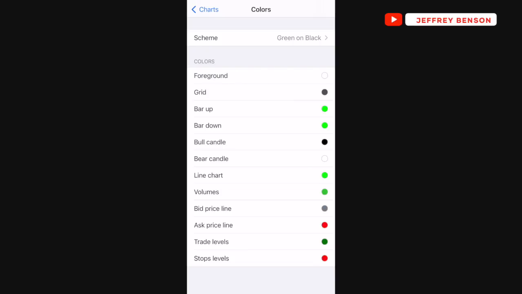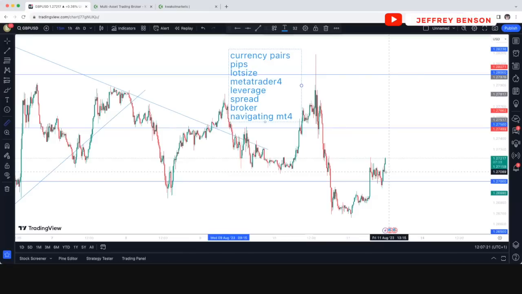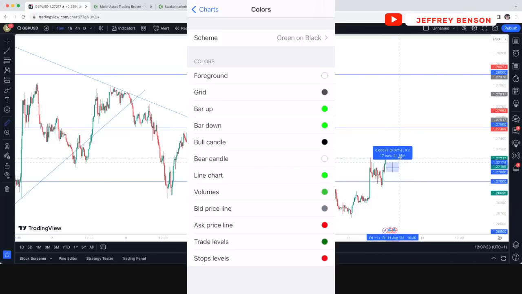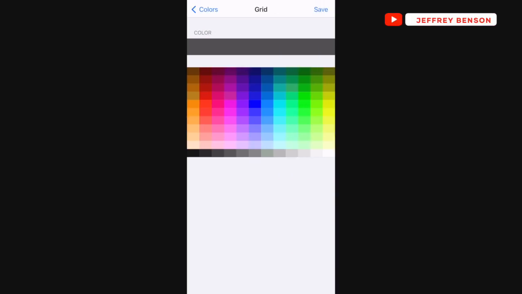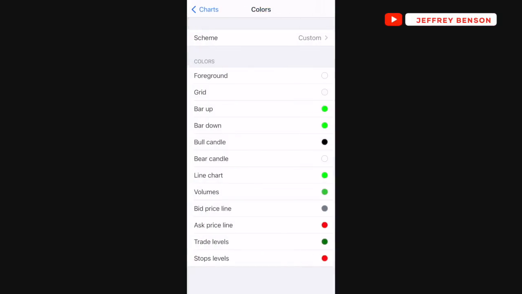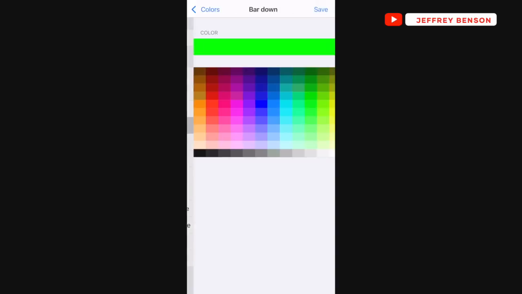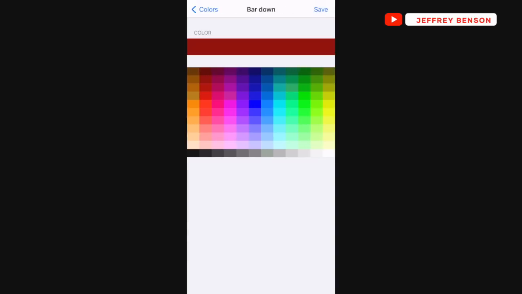Foreground is what's on the background, so foreground is these writings here. Then the grid is all these lines. I don't want to put this grid out. I usually love to make it white. I make it zero. Clearly, bar up is green. Bar down, I want to make it red, so that if it's selling, it will be dropping.